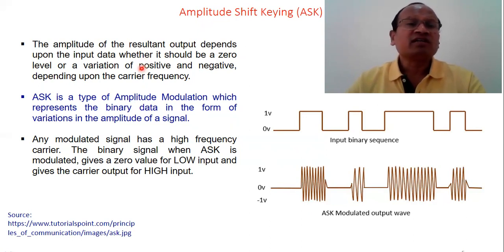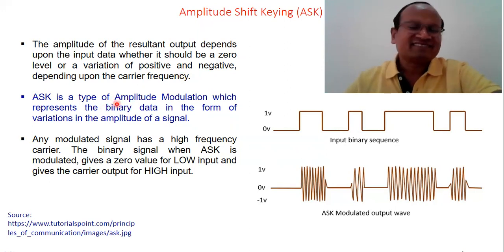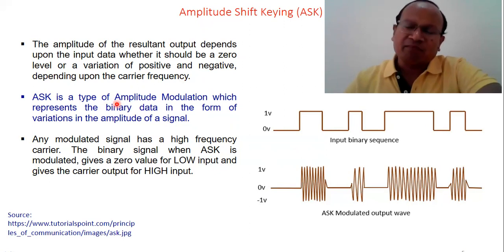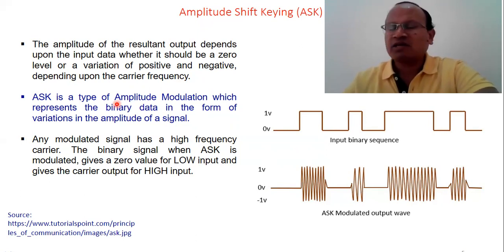When it is 0, the level of variation may be positive or negative. ASK is a type of amplitude modulation that I have already told you, right? Why? Because in amplitude modulation, the amplitude of the carrier signal changes. Here also, the amplitude of the carrier signal is changing.